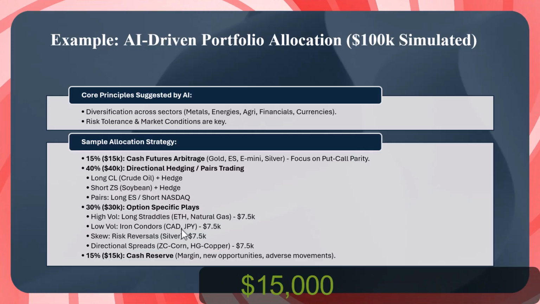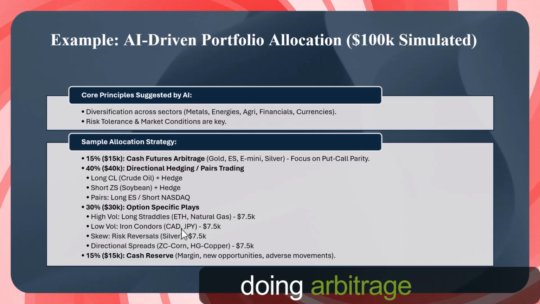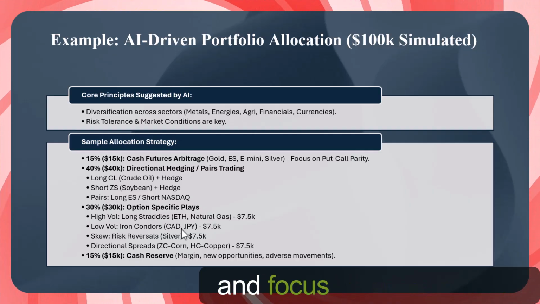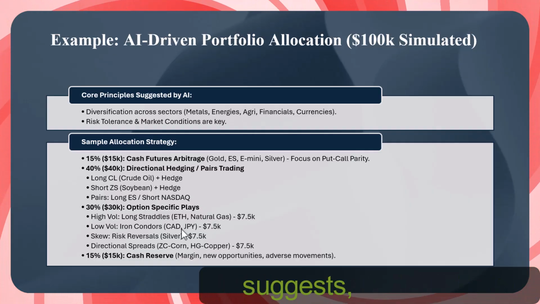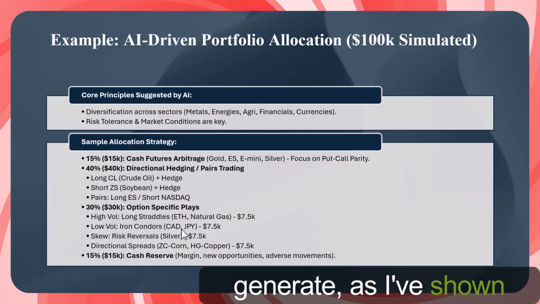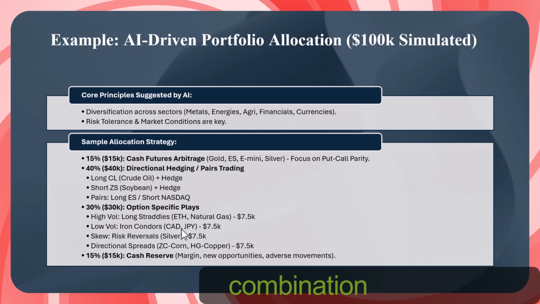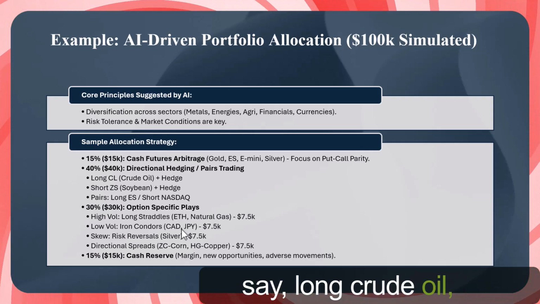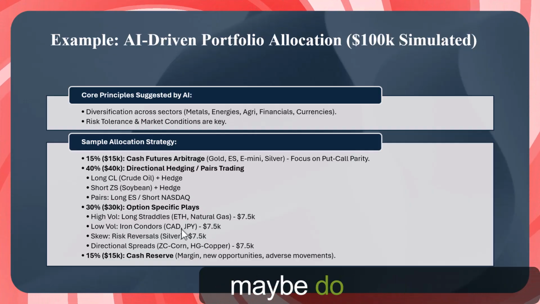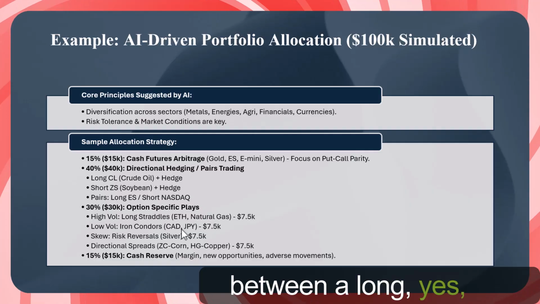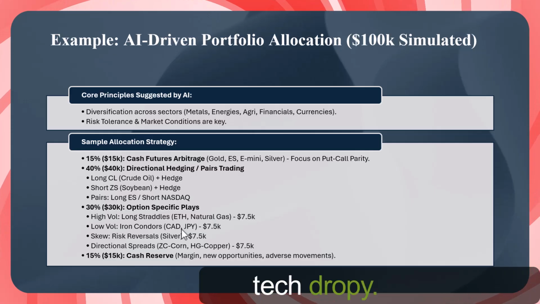So part of the sample allocation, which is very important, let's say in this case we have 100,000 available, we can generate $15,000 or 15% just to focus on cash futures and doing arbitrage among gold, ES, E-mini, silver, and focus on, I don't know, let's say the put call parity, if that's what the AI suggests. We can also generate, as I've shown before, 40% allocation with directional and pair trading. That could be a combination of long, let's say long crude oil, the hedge, short soybean with a hedge, and maybe do a pair trade between a long ES and a short NASDAQ, just as an example, because it would make sense with the big tech dropping.